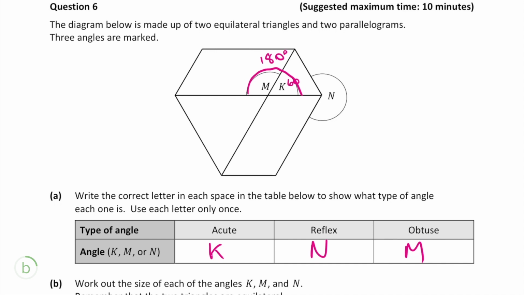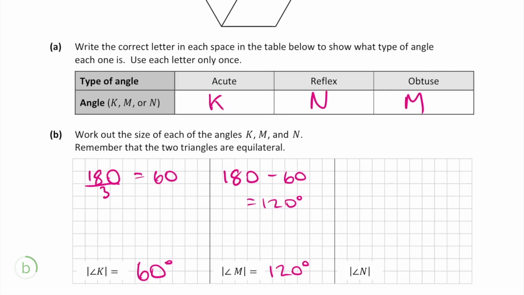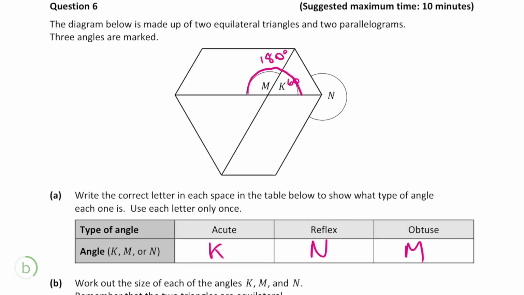Next we'll focus on M, and looking at the diagram, we can see that M and K make up a straight line which is 180 degrees. So to work out the size of M, we take angle K, which is 60 degrees, away from 180 degrees, which leaves us with 120 degrees. Finally, we have to work out the size of angle N, which is the trickiest one to find.